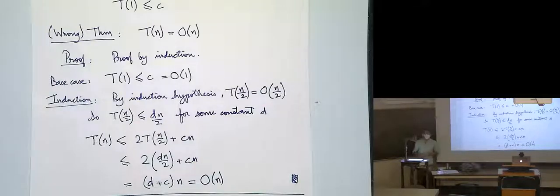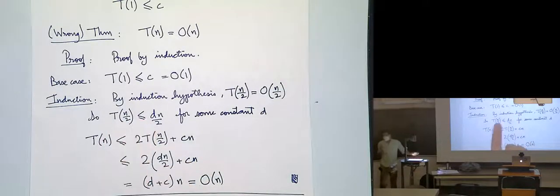You think you know where the error is. Are we allowed to do O of n over 2? Isn't it just also O of n? Sure, it's also just O of n. But that's not the error, right? I mean, essentially T of n is at most this, right? That's what this says.